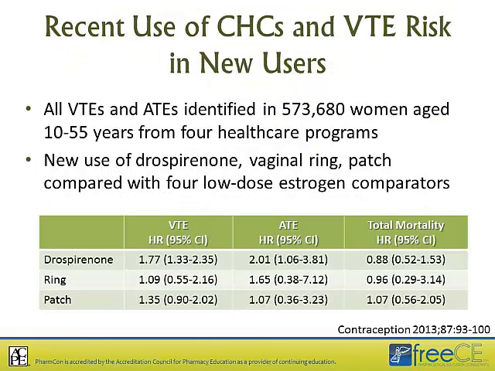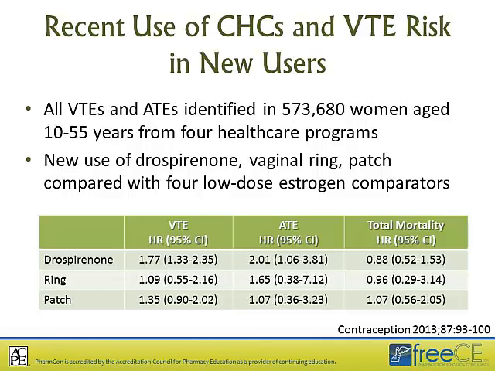This is a study that was published just this year, looking at the recent use of combined hormonal contraceptives and VTE risk in new users. And what they did was look at all venous and arterial thrombotic events that were identified in 573,000 women aged 10 to 55 from 4 different healthcare programs. And what they did was evaluate new use of drospirenone, vaginal ring, and patch compared with 4 low-dose estrogen comparators.